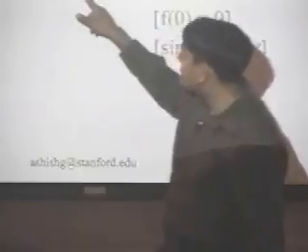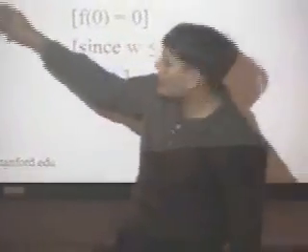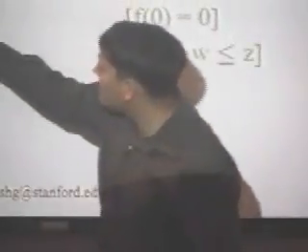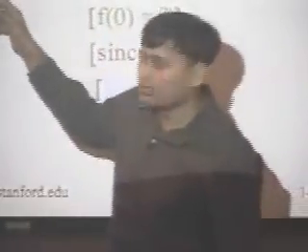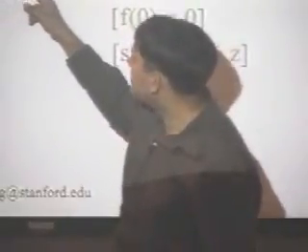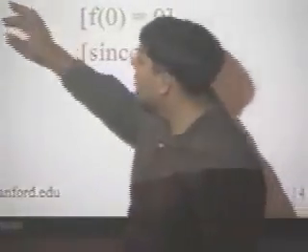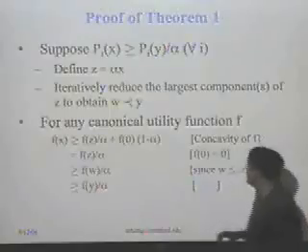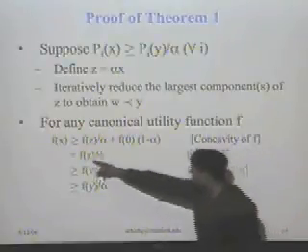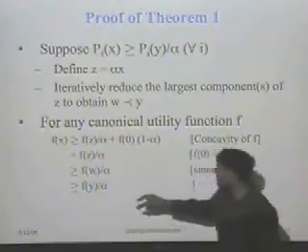Once I obtain this w, let me look at any canonical utility function f. I know f of x is greater than or equal to f of z by alpha plus f of 0 times 1 minus 1 over alpha. That follows by concavity, because I can write x as z divided by alpha plus 0 times 1 minus 1 over alpha. But f of 0 I assumed is already 0, so therefore f of x is greater than or equal to f of z divided by alpha.